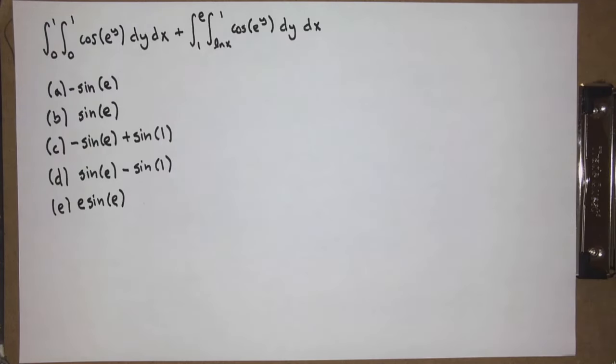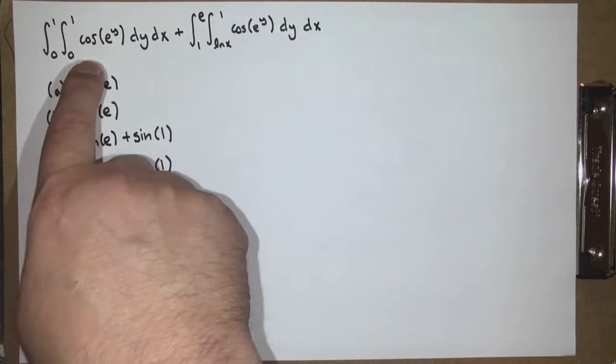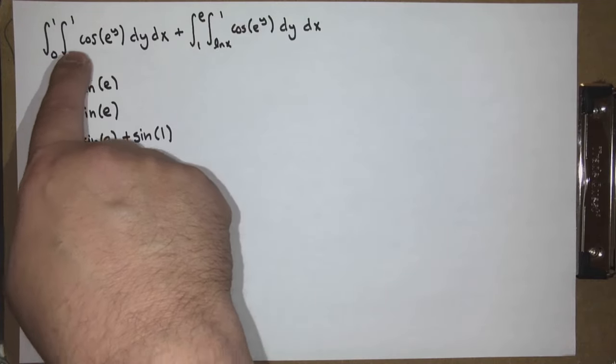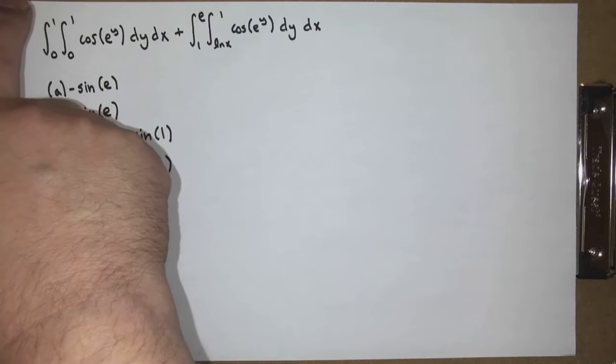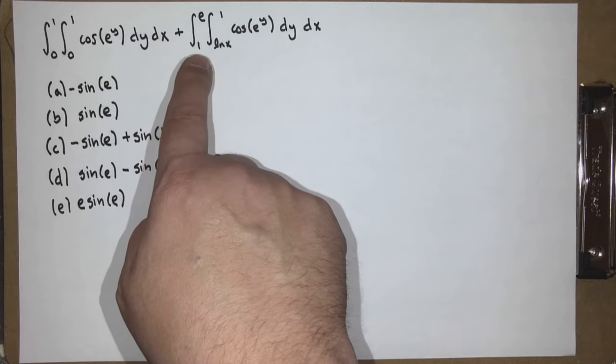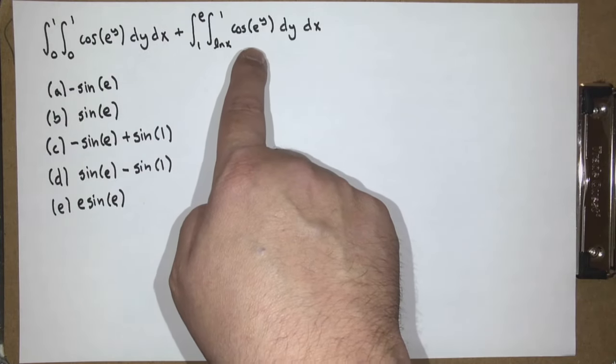We have a review type problem, something that we should be able to answer using the tools we already know. So we have not one integral, but double the fun. Two integrals. Integral from 0 to 1, integral from 0 to 1, rectangle, cosine e to the y dy dx. Integral 1 to e, integral log x to 1, cosine e to the y dy dx.